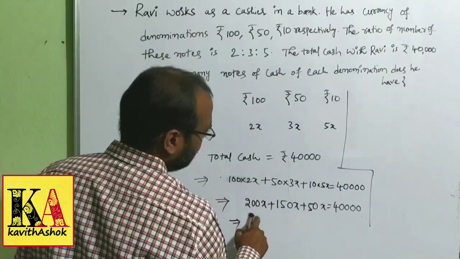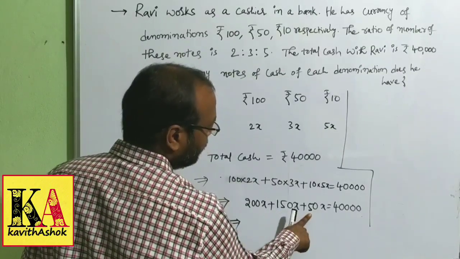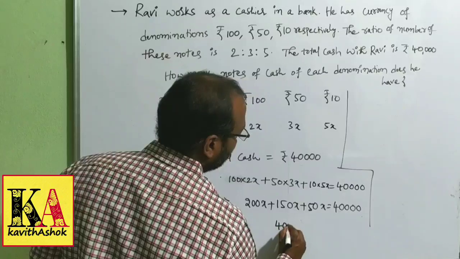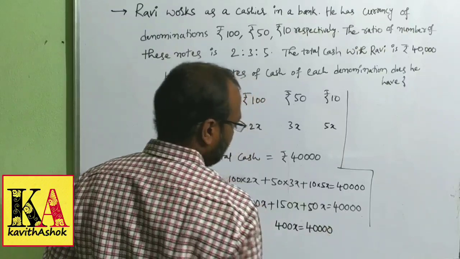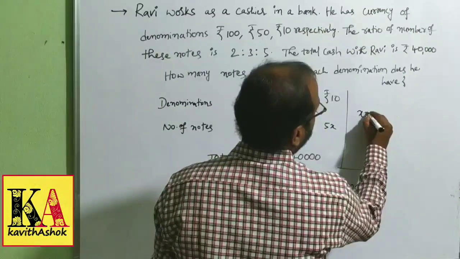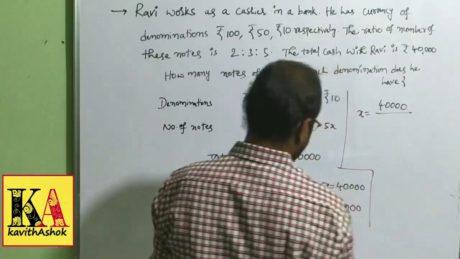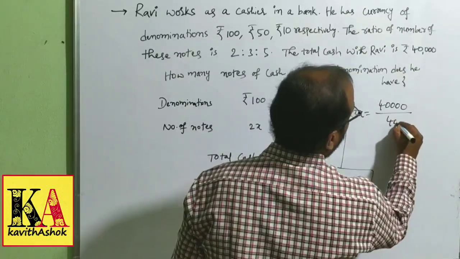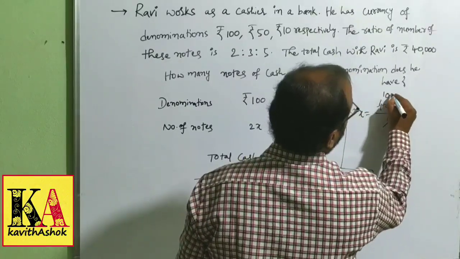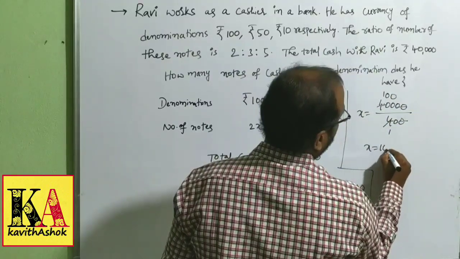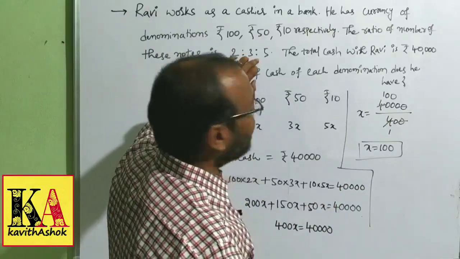Now this implies 200x plus 150x, 350x plus 50x, 350 plus 50, 400x. So 400 into x is equal to 40,000. Now we want x. x is equal to 40,000 by 400. 2 zeros, 2 zeros get cancelled. 4 ones are 4, x is equal to 100. But we don't want x. We want 2x, 3x and 5x values.